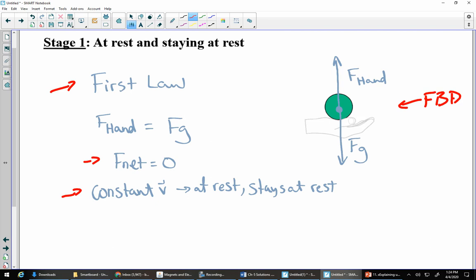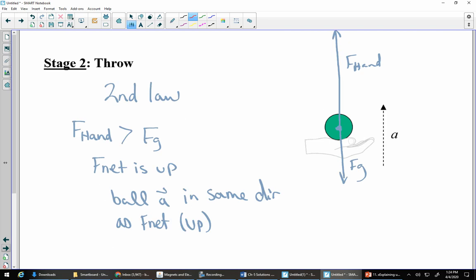So I did this very point form. That's okay. If you wrote out sentences, that's okay too, as long as the big ideas are there. So perfect. You're just holding something in your hand. It's at rest, and it's going to stay at rest until you decide to throw the ball.